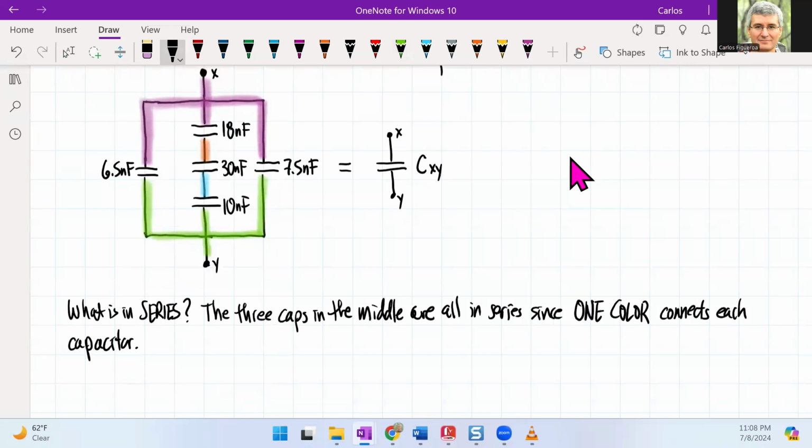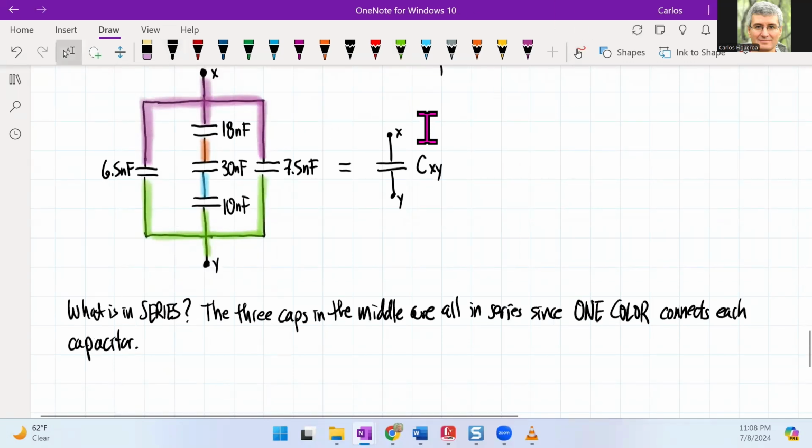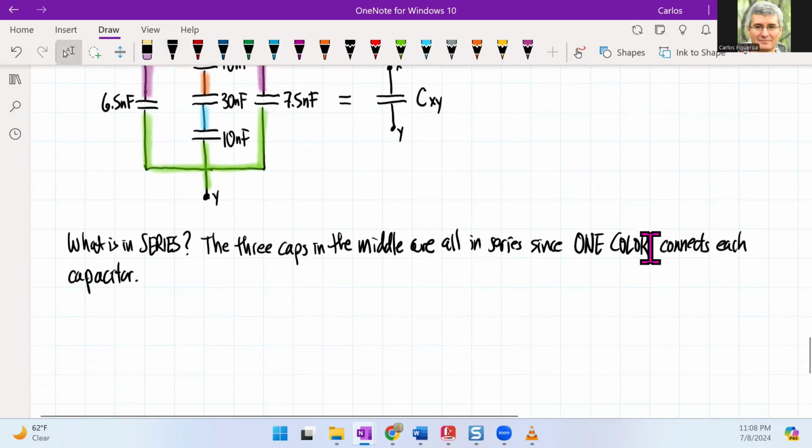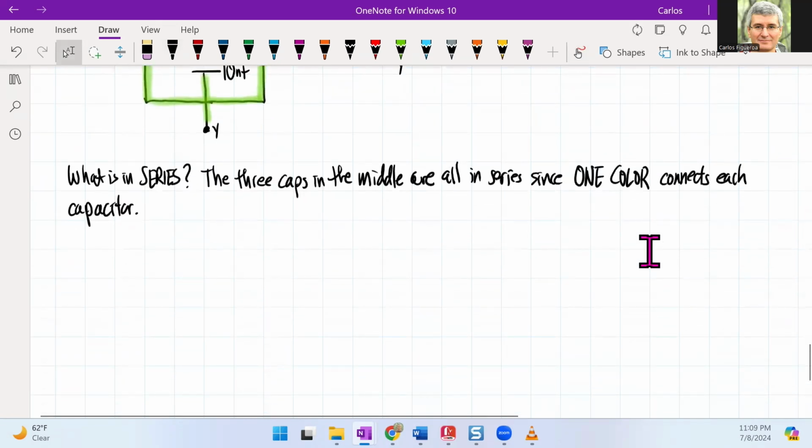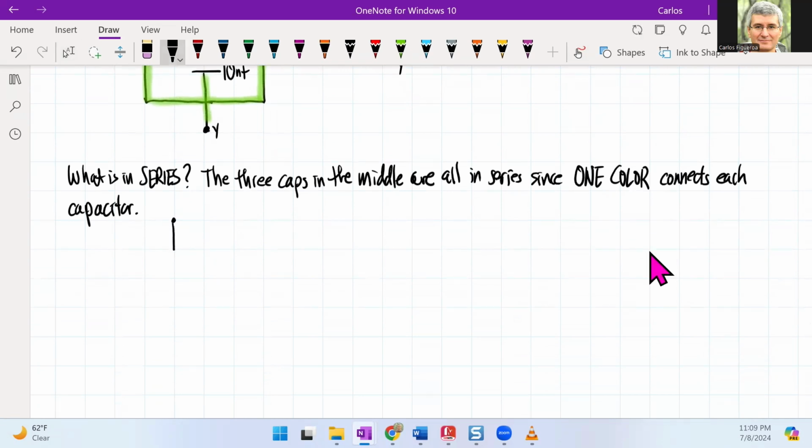So my goal here is to reduce this. When I'm looking at this, I want to take those and start to add them. If I look at this, here's what I'm seeing. I have these all in series here, and what you're seeing is that this is an 18 nanofarad, this is a 30 nanofarad, and this guy is a 10 nanofarad.